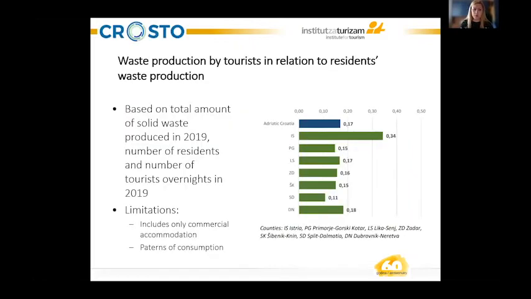Shortly, when talking about the waste production per tourist in relation to resident waste production on the Adriatic Croatia level and also on the county level, we must say that it's based on the total amount of solid waste produced and based on the number of residents and the number of tourist overnights in the same year. You can see here data for 2019. It's quite important to stress that we put 2019 since it's the last normal touristic year where we had greater impacts. And the rate of tourist waste production increased in comparison to 2016 by 16%.